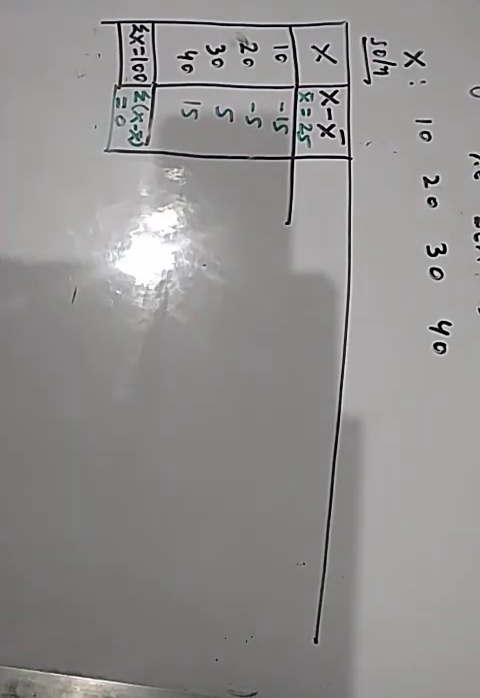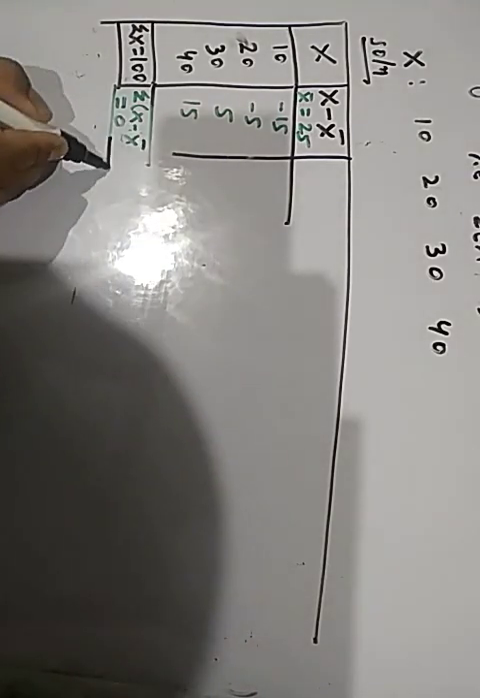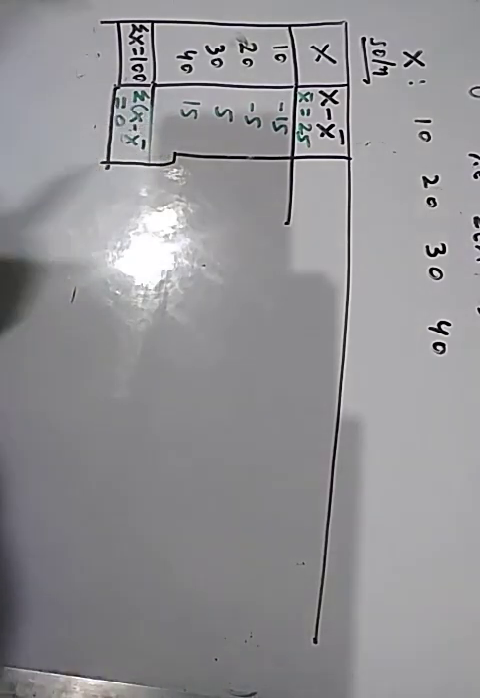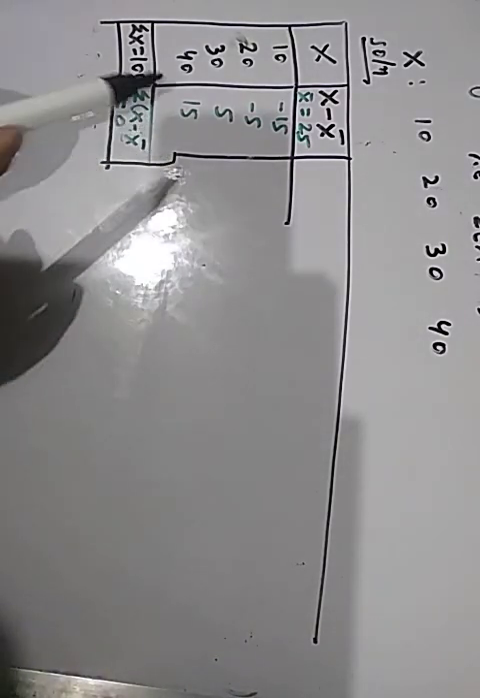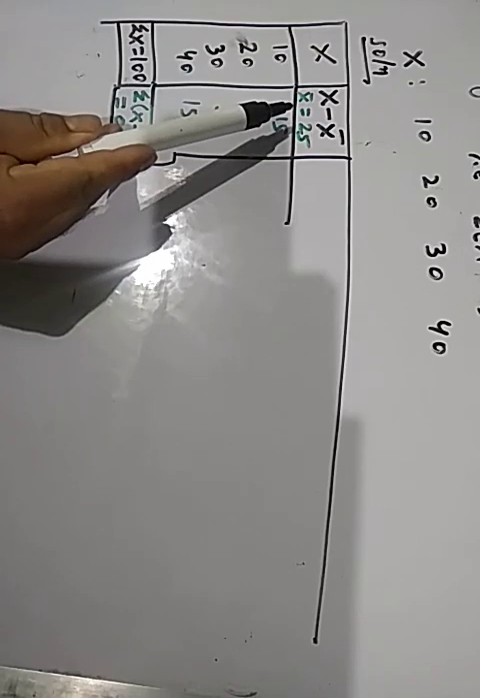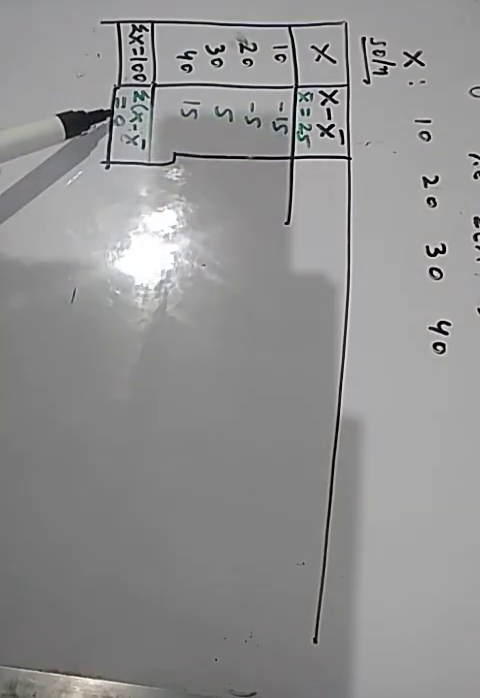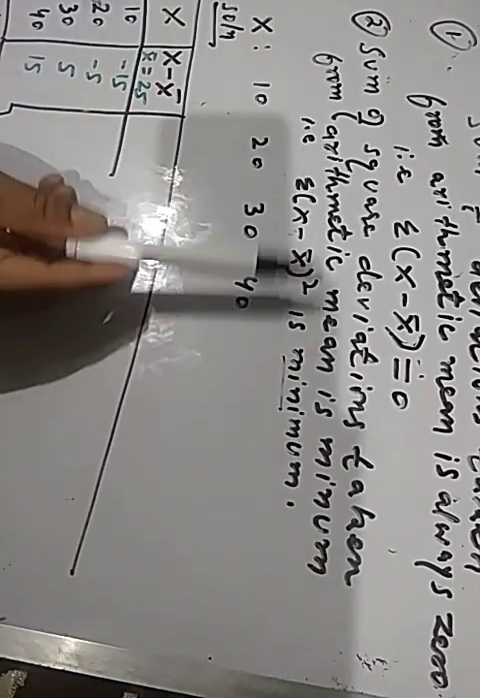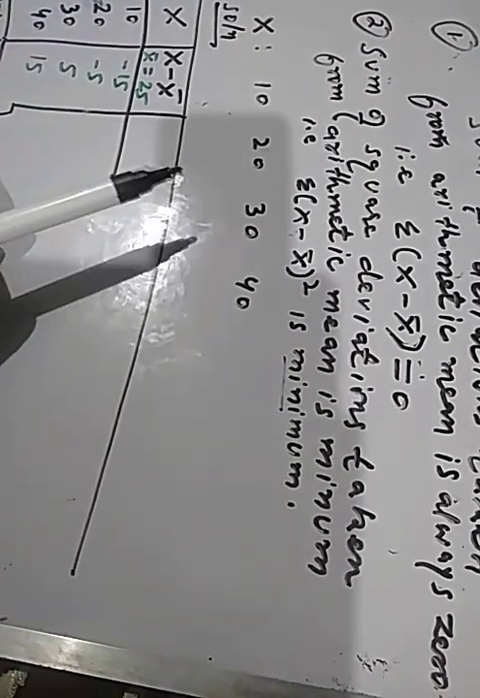And from this it is proved that sum of deviations taken from arithmetic mean is always equal to 0. This is the first property. Now we will prove the second property of arithmetic mean, that is sum of square deviations taken from arithmetic mean is always minimum.